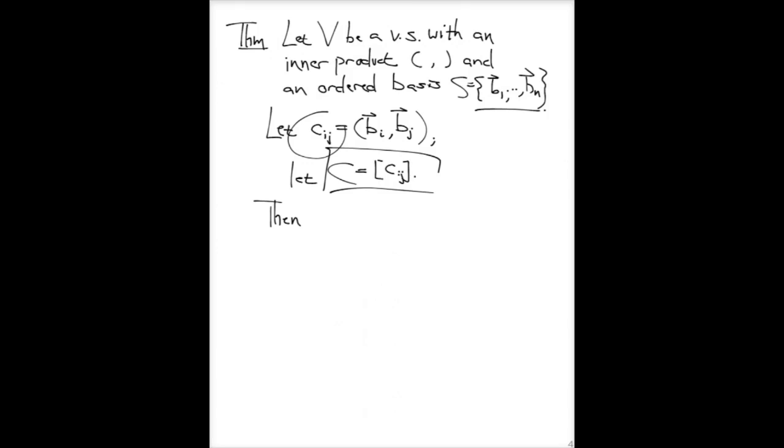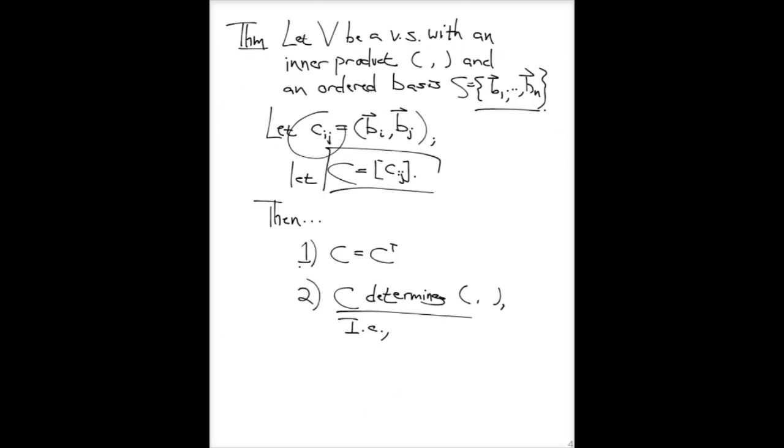First, you may have noticed in the example above that the off-diagonal entries of C were equal. That is, that the matrix C was symmetric. And this will be true in general. That's our first conclusion of the theorem. C is equal to C transpose, that is, C is symmetric. And the second property, that this matrix C represents the inner product, or determines the inner product in the sense we described above. C determines the inner product.